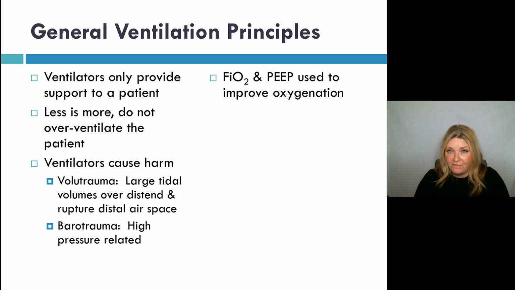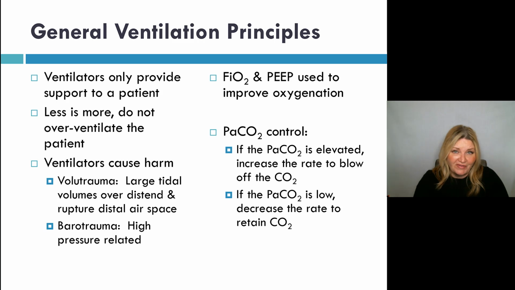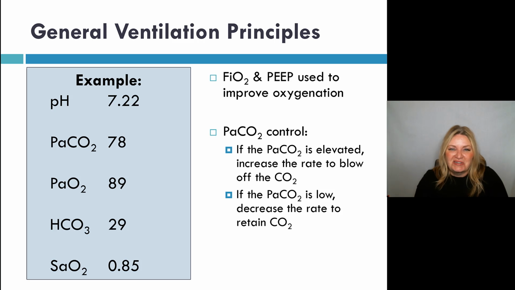So in general, FiO2 and PEEP are used to improve oxygenation, whereas if you've got a ventilation issue, we can use the rate to blow off excessive CO2. You can also use tidal volume, but again, you don't want to over distend the lungs. So in general, we usually will use the rate to blow off excessive CO2.